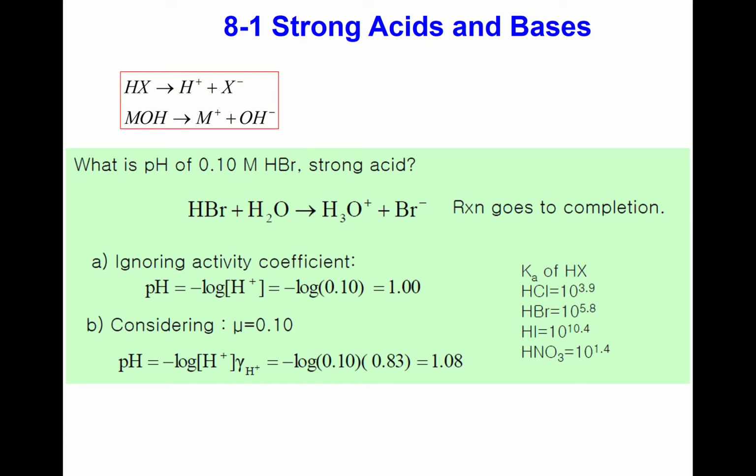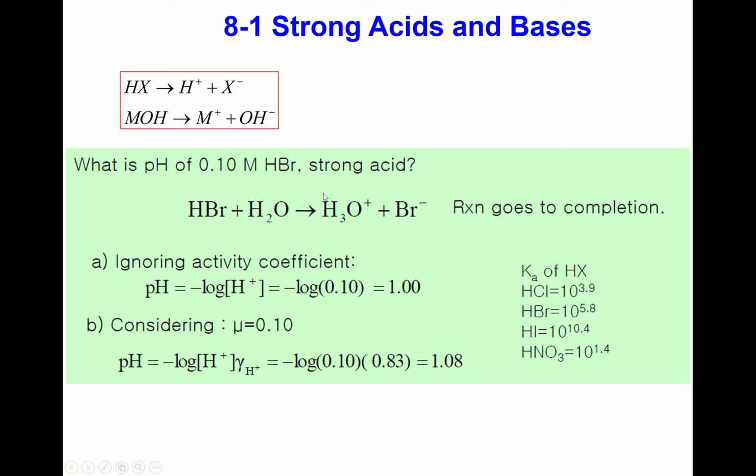Now let's consider this example. What is the pH of 0.1 molar hydrobromic acid? This is a strong acid. What's the pH? And we write this chemical reaction here. The hydrobromic acid, when dissolved in water, produces hydrogen ion and bromide ion. The reaction goes to completion. There is virtually no reverse reaction.